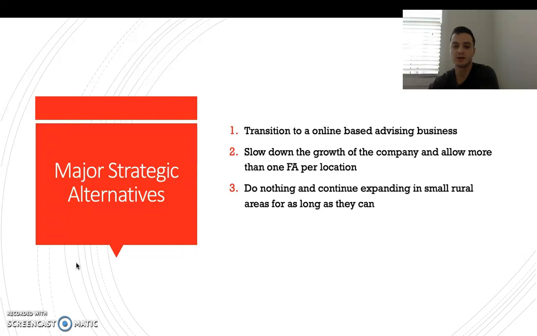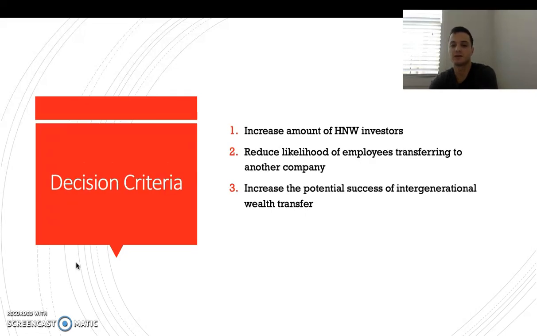And they can do nothing, which was something that the professor wrote about, that we can put as one of the alternatives if it applies. And it kind of does. They can do nothing and continue expanding into small rural areas for as long as they can. So some of my decision criteria: they can increase their amount of high net worth investors.